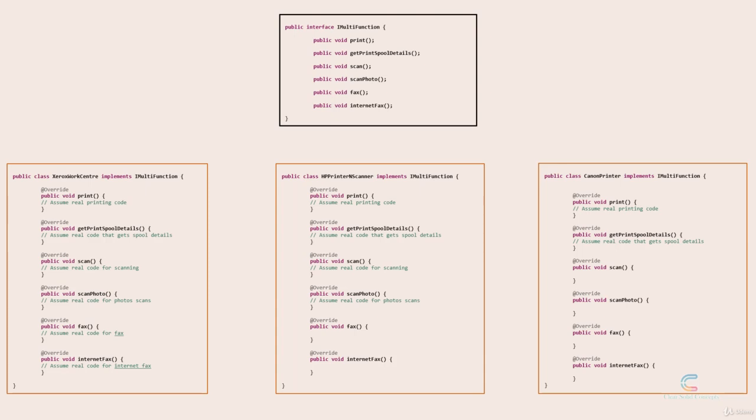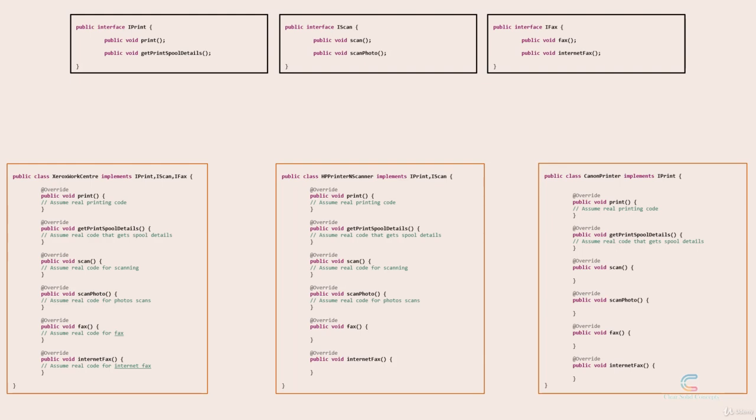So let's take the generic interface iMultifunction and split it into three interfaces: iPrint, iScan, and iFax interfaces. iPrint will contain the print and getPrintSpool_details methods. iScan will contain the scan and photoscan methods, and iFax interface will contain the fax-related methods fax and internet fax. Now let's change the classes too accordingly.